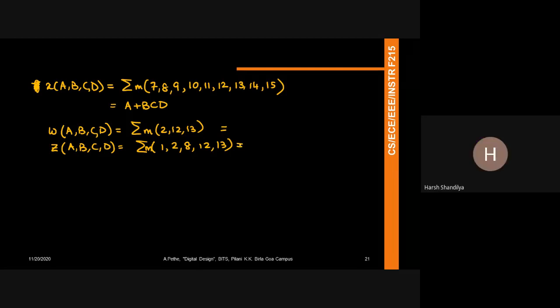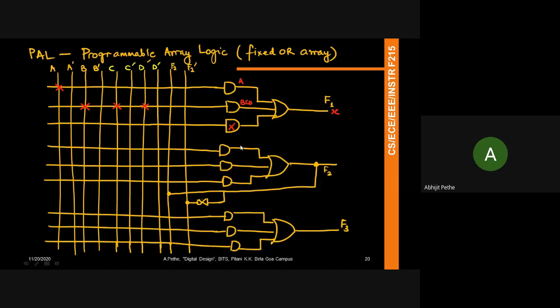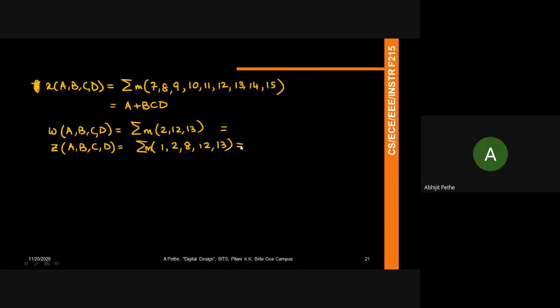Can F2 be used as its own input? Then it becomes an asynchronous design. No, generally we don't use it that way. Okay, thank you. This is going back to combinatorial. If you want to make this into an asynchronous circuit, you explicitly do it outside. Don't do it within the PAL.